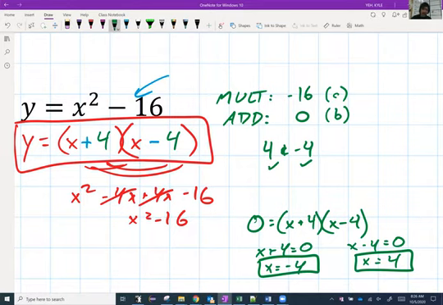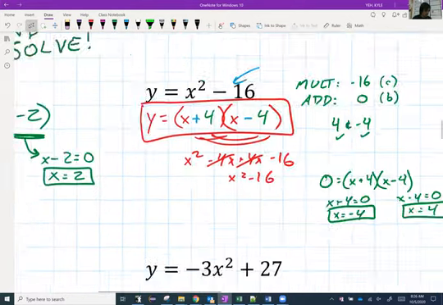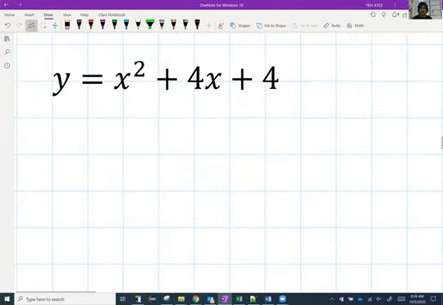Okay, so once you have it in factored form, you'll notice you can just say, what x can I plug in there to make that equal 0? And you're like, negative 4 plus 4 would equal 0. What x would I plug in there to make that factor equal 0? Positive 4. Those are your two solutions. Let's do another one. Aha, here's one with a more visible b.